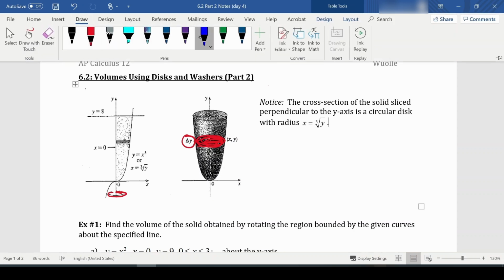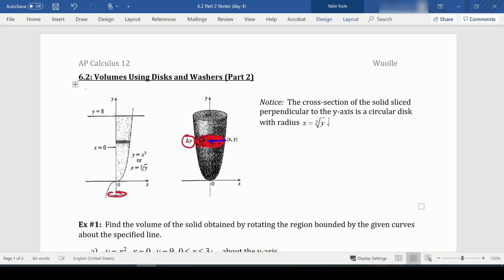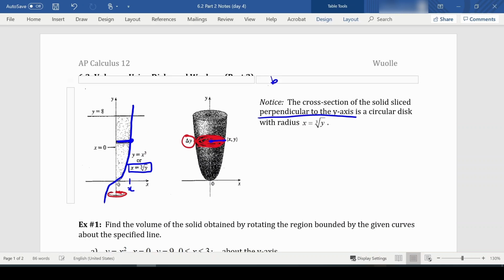The area of each of these now is still pi r squared, but our radius now is going to be a function with respect to y. So if I think of this one on the left here, this is the function y equals x cubed. But if I look at the radius of this, the radius of this is an x value. Well, the x value at that point would be the cubed root of y.